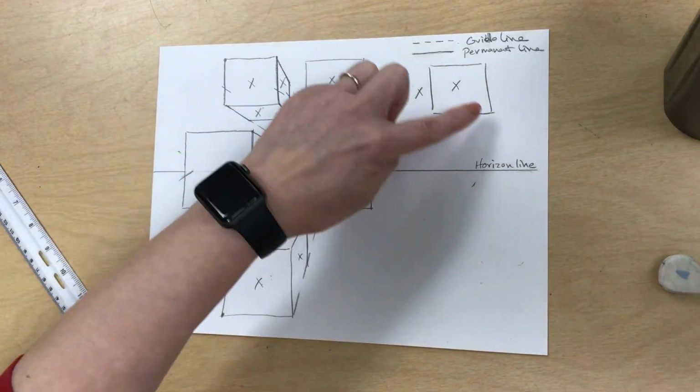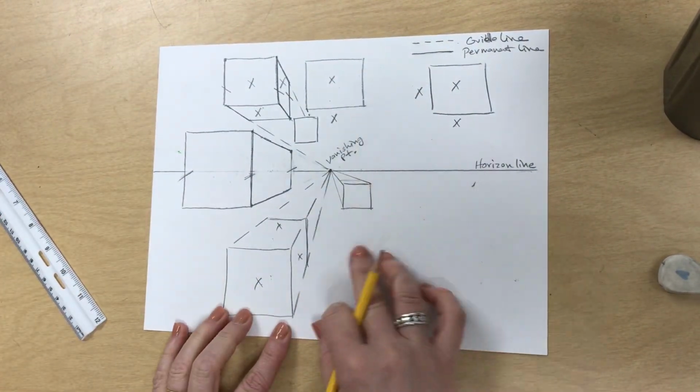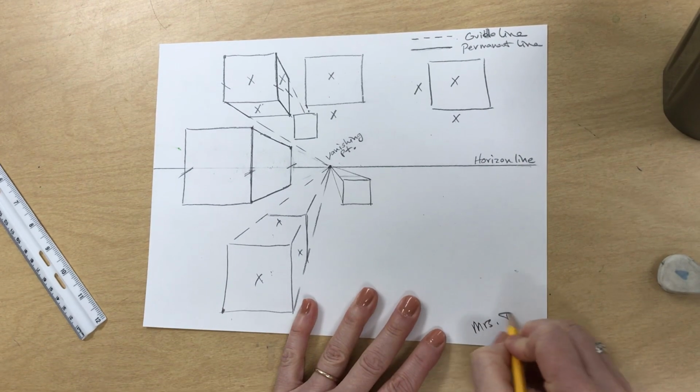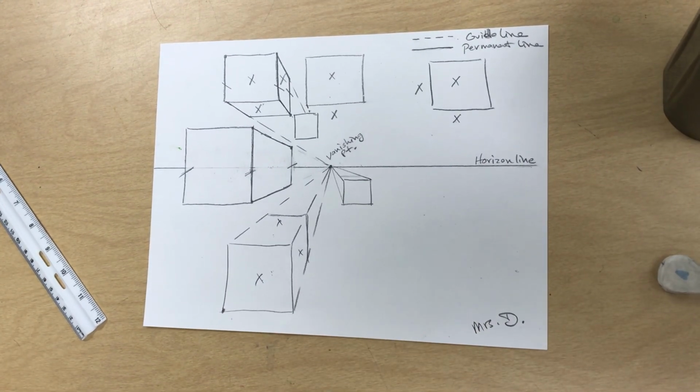So I want you to practice some different areas, and you could try other boxes over here as well. Don't forget to put your name on your paper. Go ahead and try that. Have fun. Good luck. Take your time, use your ruler, and make sure you are using parallel lines.